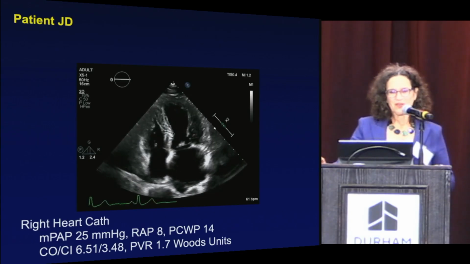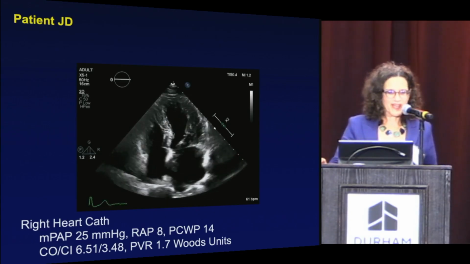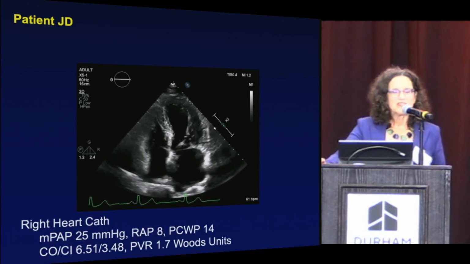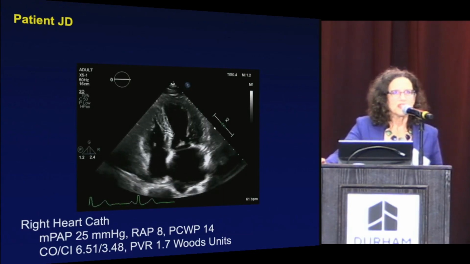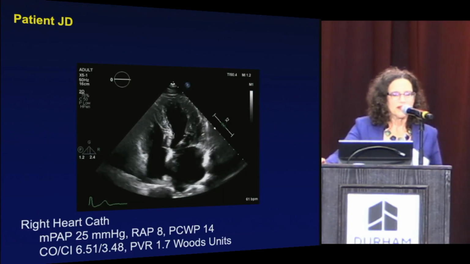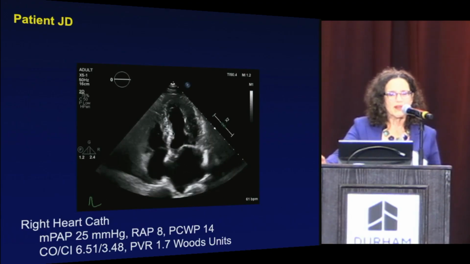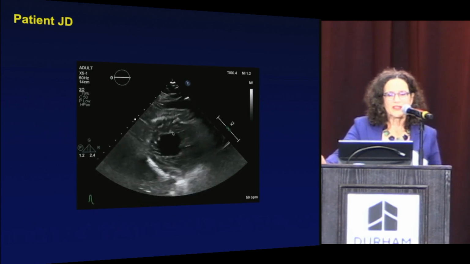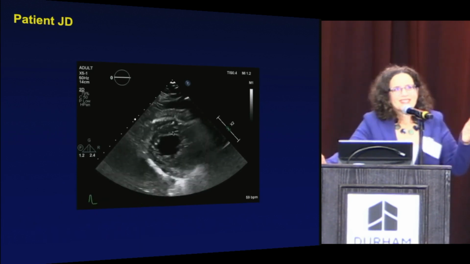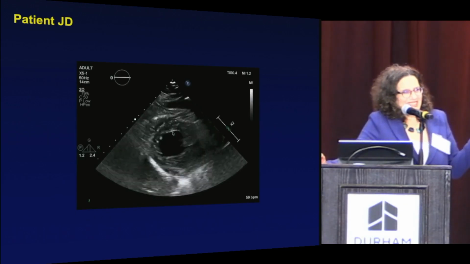This is her echo, right? She's 75 now. Her RV looks beautiful. Her left atrium's getting big. You know, it's 13 years since I met her. Her most recent right heart cath, mean PA of 25, PVR of 1.7. It's her short axis. She's not at low risk, right?